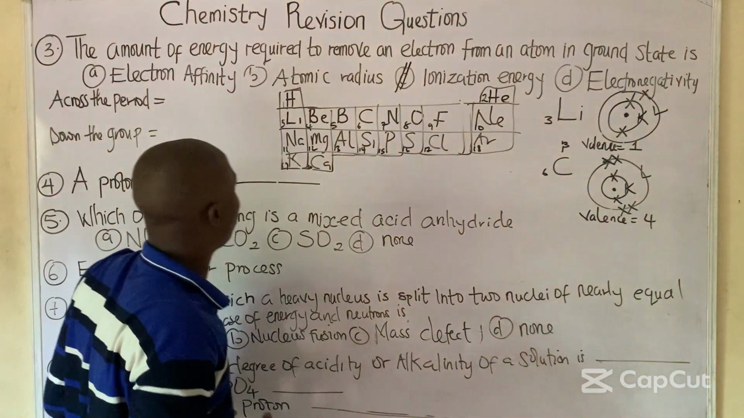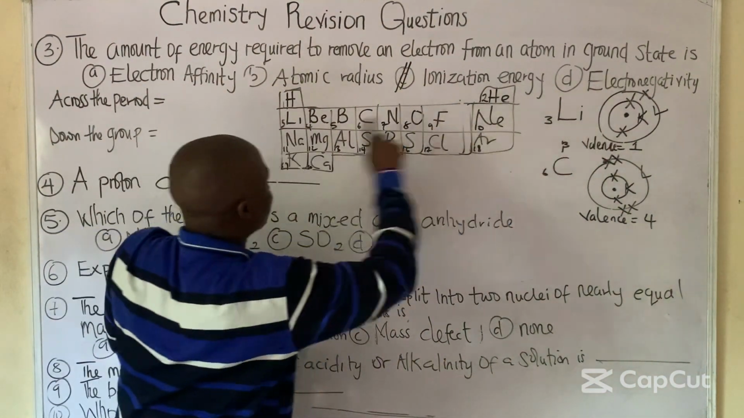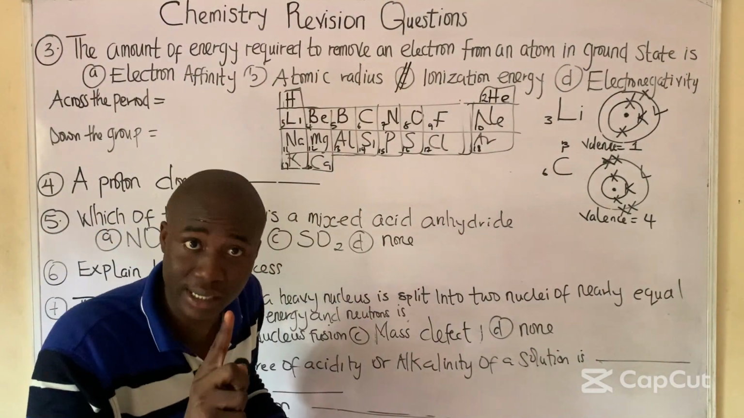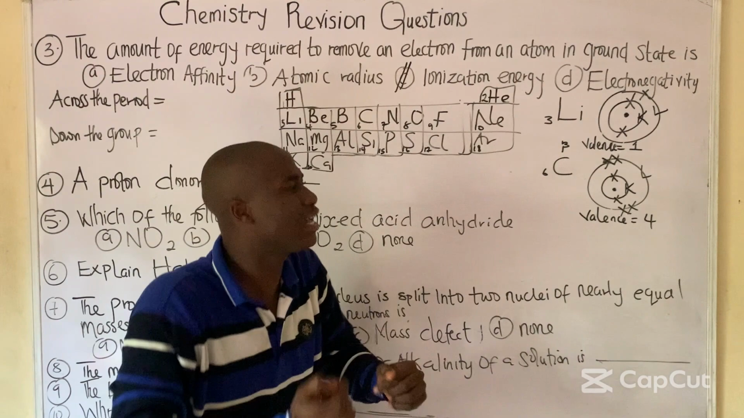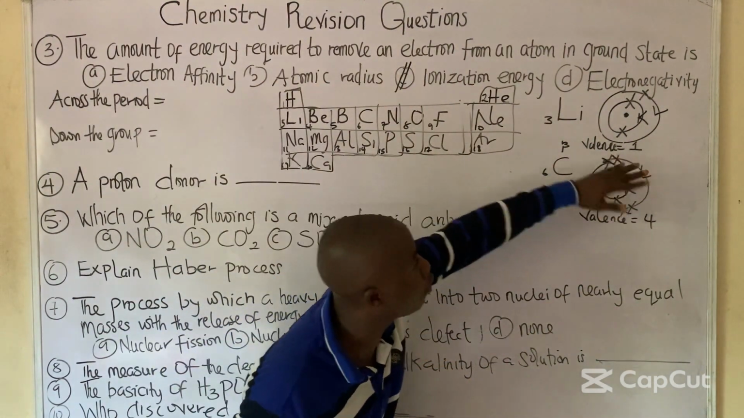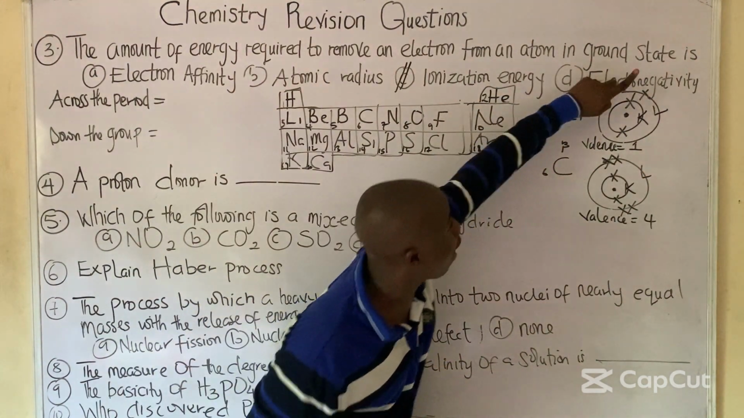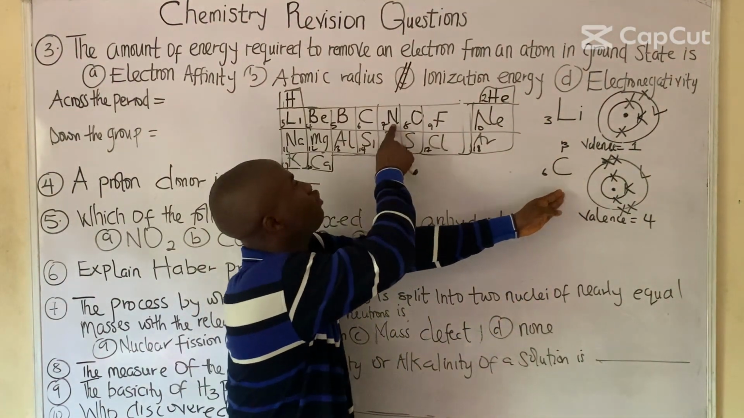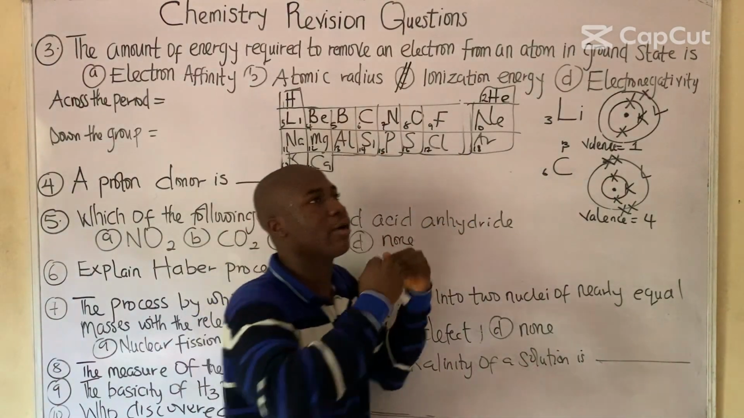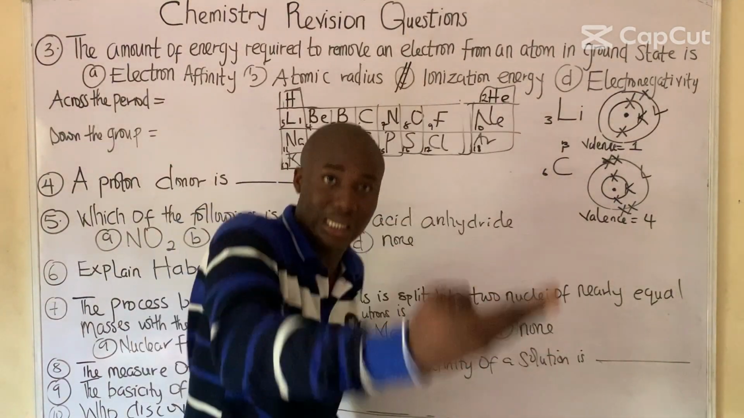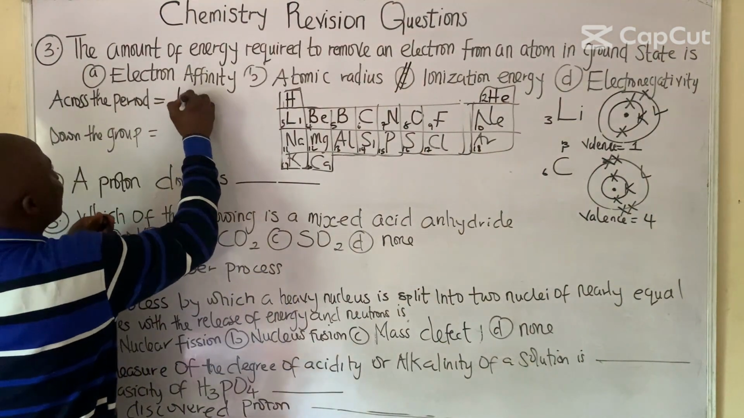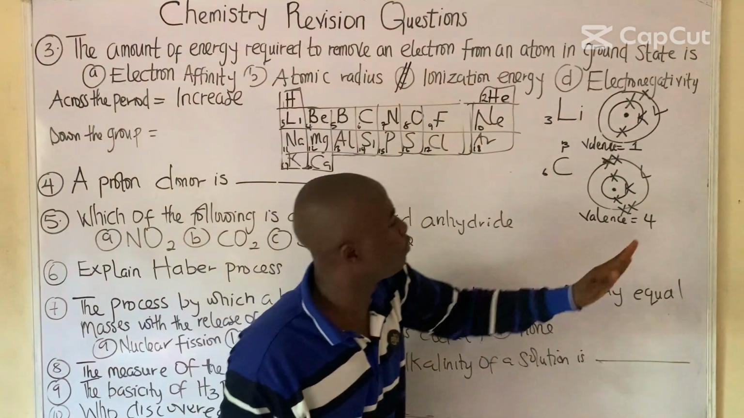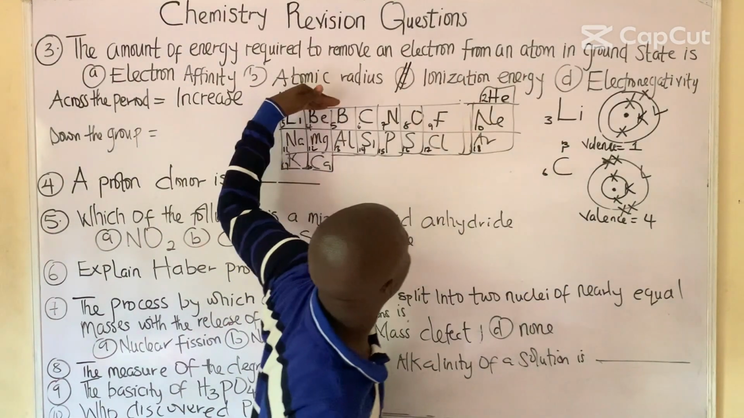Okay, as we go across the period, what happens to ionization energy? Does it increase or decrease? It increases. Why? Because the energy required to remove these 4 valence electrons from carbon and the energy required to remove this 1 valence electron from lithium, which one is higher? This one. So you can see that nitrogen will be more than this, like that. As we go across the period, the ionization energy increases, because the energy required to remove this is greater than this.